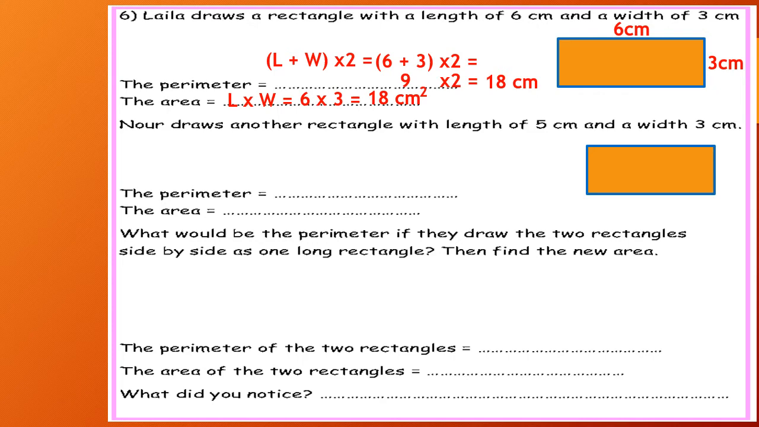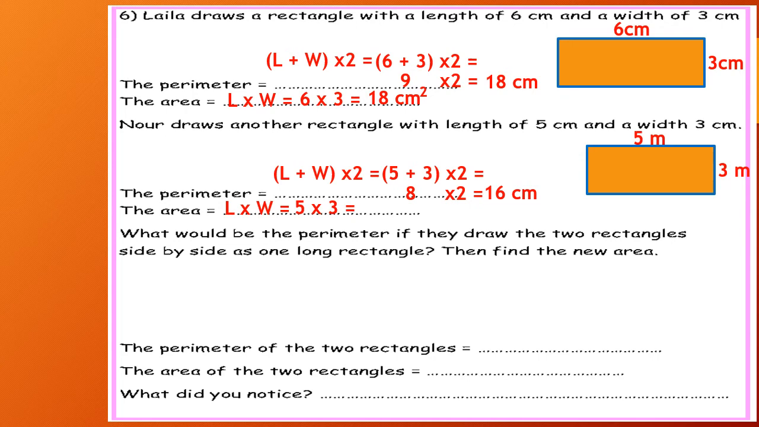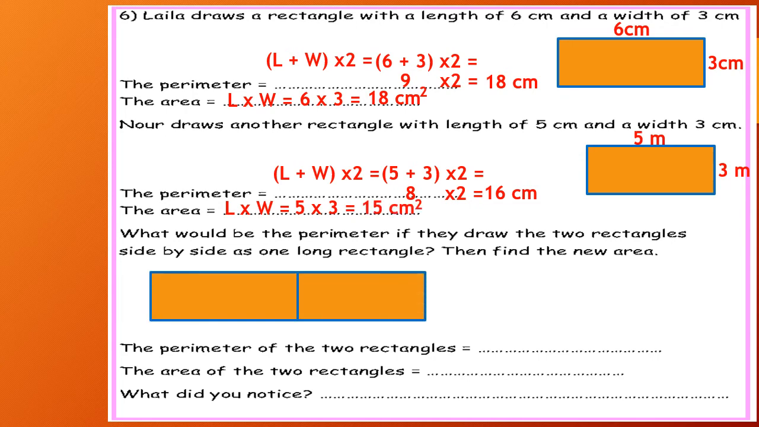Noor draws another rectangle with a length of 5 meters and a width of 3 centimeters. The perimeter of this rectangle is 5 plus 3, times 2, 8 by 2 equals 16 meters. And the area of this rectangle is length by width, 5 by 3, 15 meters squared. What would be the perimeter if they draw the two rectangles side by side? Then find the new area.